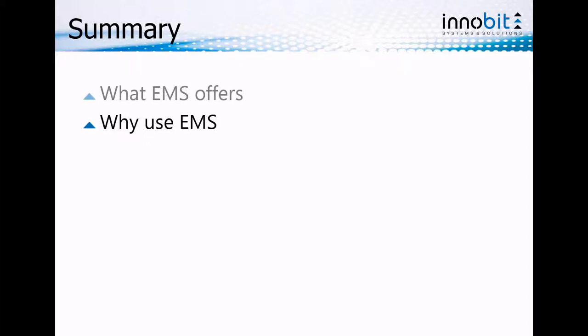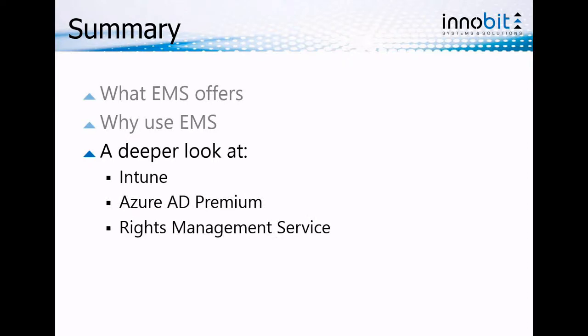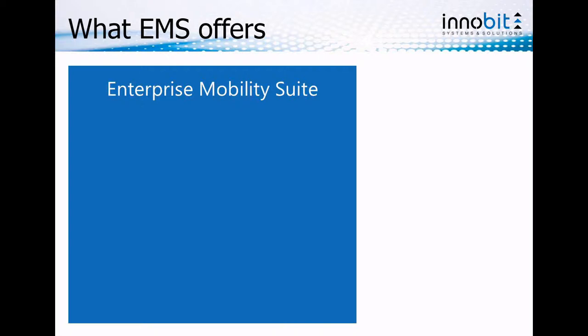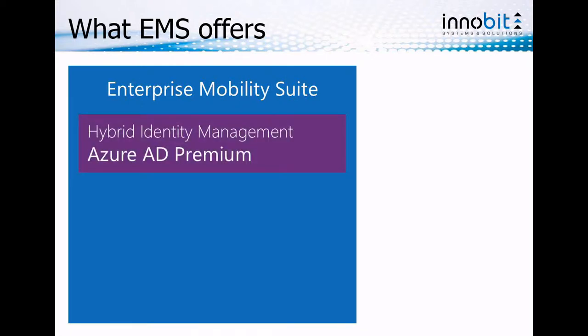On the agenda today, we're going to look at what EMS offers, and then we're going to get into why we use EMS and how it fits in the enterprise environment. Following that, we're going to have a much more in-depth look at the products that EMS is composed of, which include Intune, Azure Premium, and Rights Management Service, or RMS. And finally, we're going to have a quick look at the basic costs for EMS, which are certainly not as expensive as what most people would think, very competitively priced, and definitely a lot cheaper than buying the constituent products all separately.